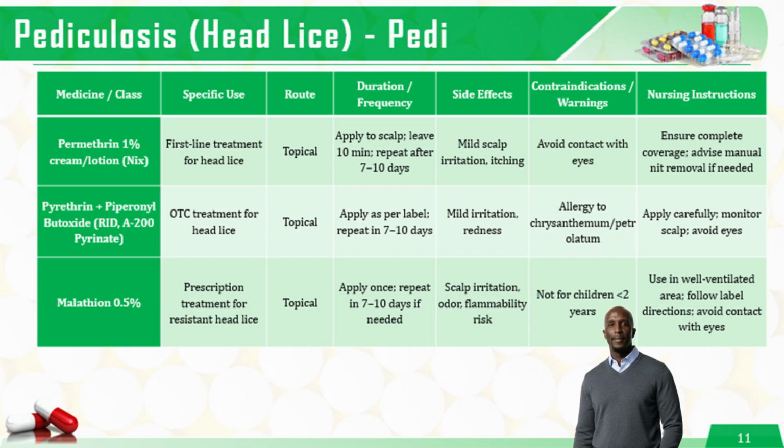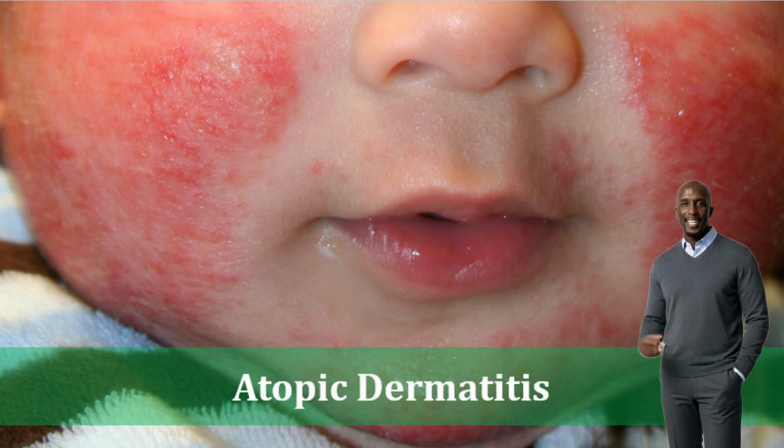years old. Atopic dermatitis, AD, is a chronic inflammatory skin condition characterized by itchy, red, and swollen skin. Management includes topical corticosteroids to reduce inflammation, applied 1 to 2 times daily.